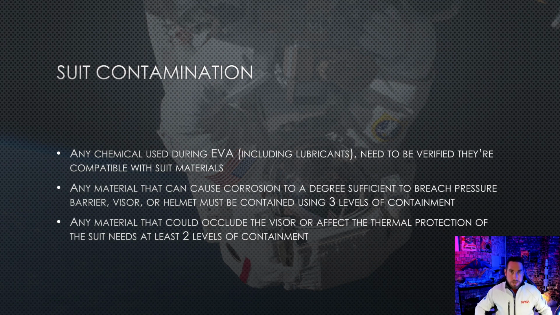Any material that an astronaut could conceivably use that has the potential to cause corrosion enough to where it could breach the pressure barrier, the visor, the helmet, has to be contained with 3 levels of containment. So it has to have containment on containment on containment in order to make sure that chemical doesn't get out and destroy the suit and destroy the astronaut in the process. And then any material that could potentially occlude the visor, so not corrode, but just occlude the visor or affect the thermal properties of the suit, anything that can stain or occlude the visor, you have to have 2 levels of containment. So 3 levels for corrosives, 2 levels for occlusives.